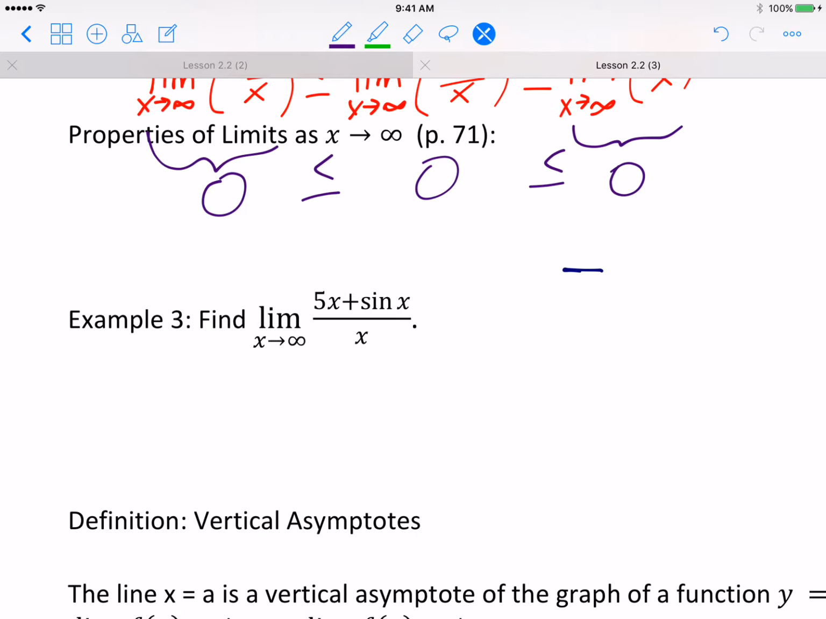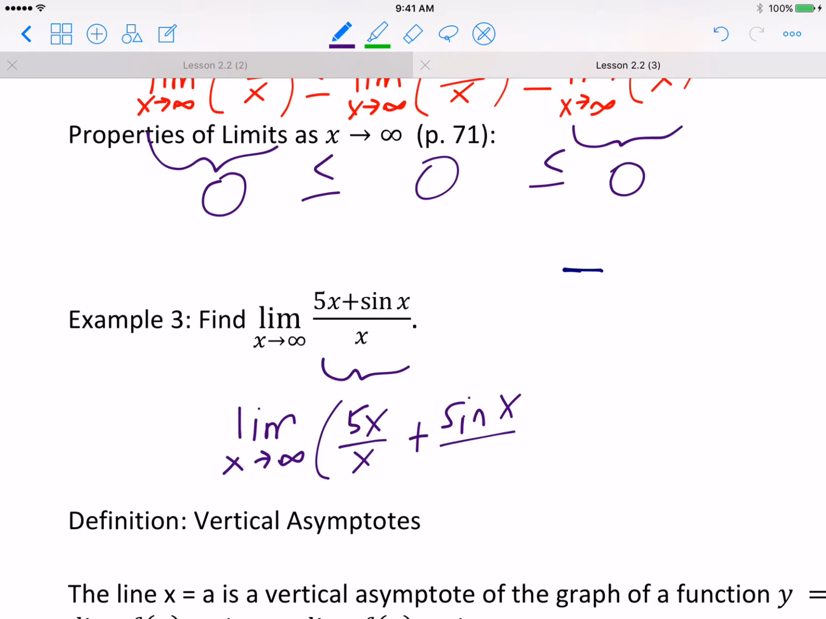I would recommend you to look at page 71's properties of limits as x approaches positive or negative infinity. It's pretty much the same properties that we saw from lesson 2.1. The application of those properties is that you're able to split up the limits if you need to. So for example, you could split this up as 5x over x plus sine of x over x.